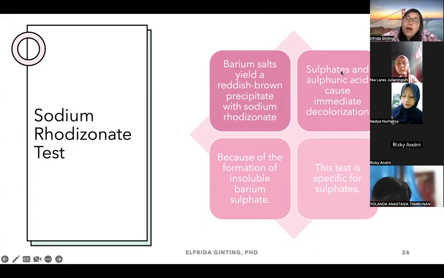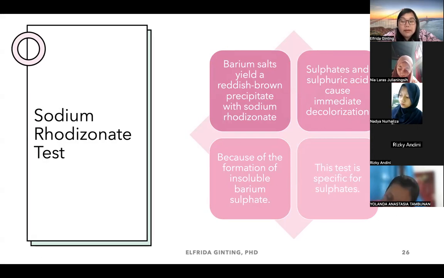Why does it have a decolorization? Because once you add sulfate or sulfuric acid, barium sulfate will be formed. Remember, what is the color of barium sulfate that we learned at the beginning of the class today? White color, right? White precipitate. So that's why sodium rhodizonate is one way of testing whether we have sulfate or not.